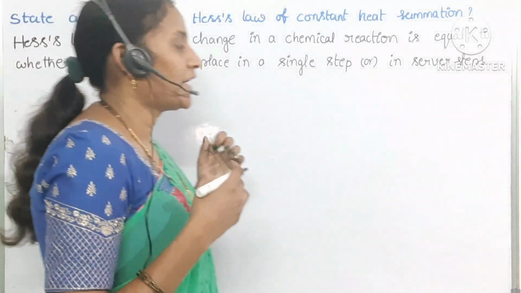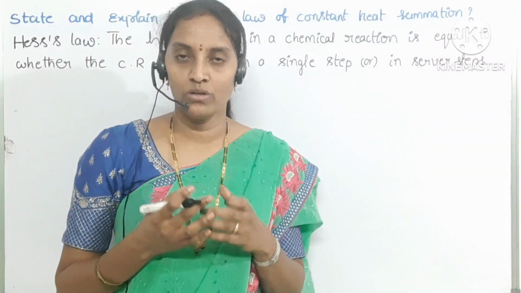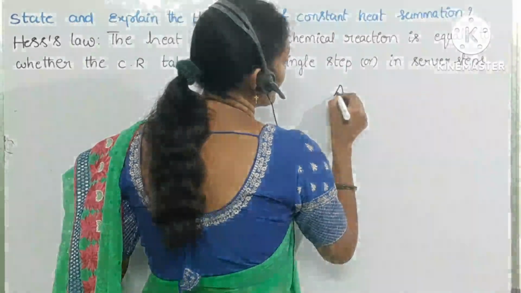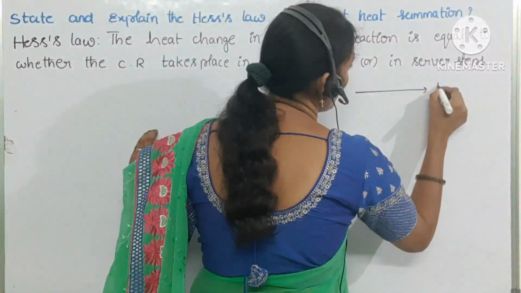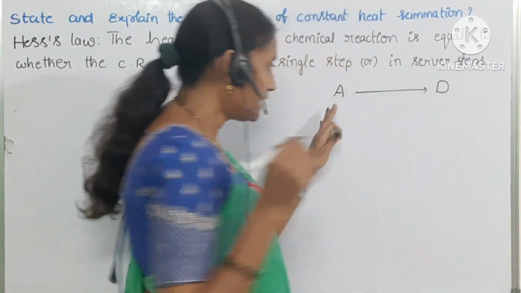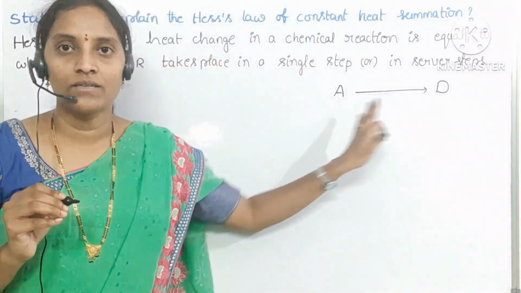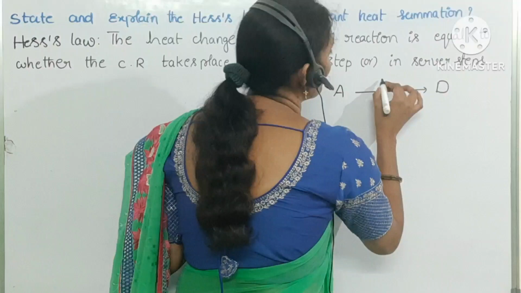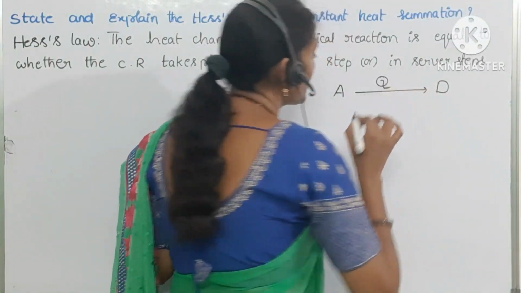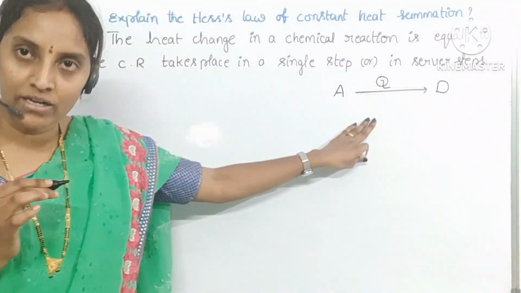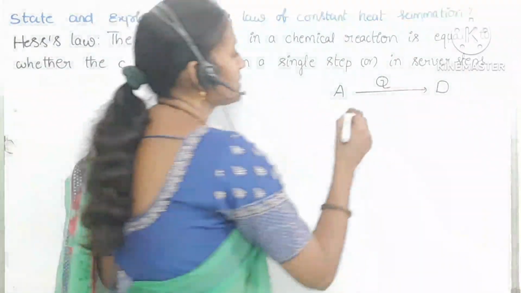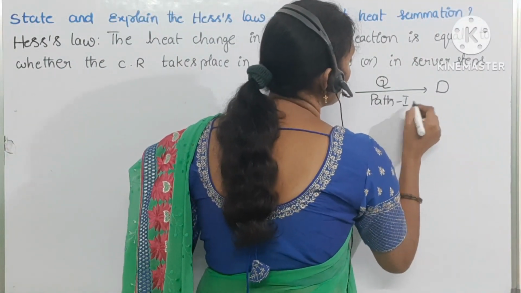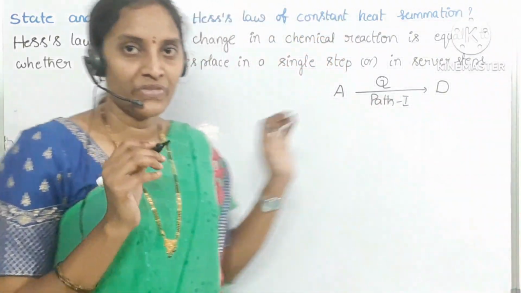Just by taking a general example, try to understand this. A converts into D. A is the reactant here, D is the product. During this reaction, some heat energy will be released. That heat energy is indicated with the capital Q. You can imagine this is path 1 for the formation of product D.